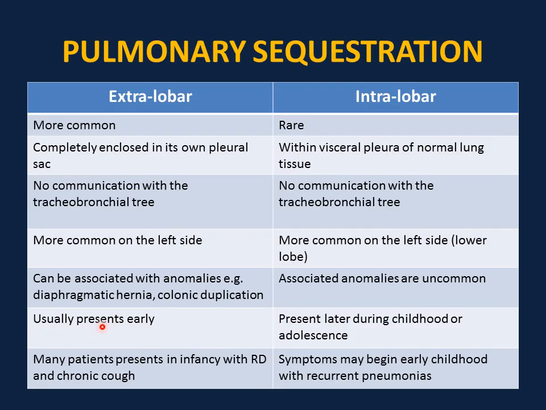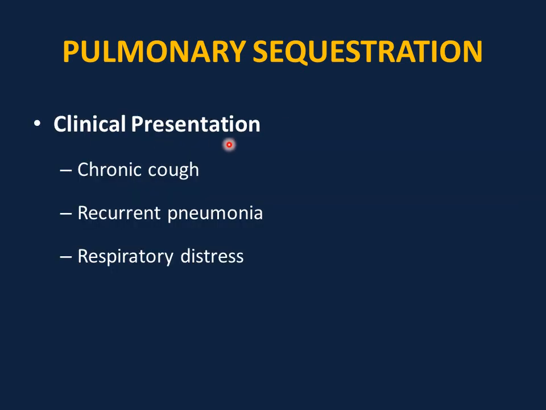Usually the extralobar presents early in life, and the intralobar presents during childhood and adolescence. Many patients with extralobar pulmonary sequestration present in infancy with respiratory distress and persistent cough. The patients with intralobar may begin symptoms early in life with recurrent pneumonias. Clinical presentation of pulmonary sequestration: chronic cough, recurrent pneumonia, and respiratory distress. So keep this in your differential for any child who presents with recurrent pneumonia or persistent cough.